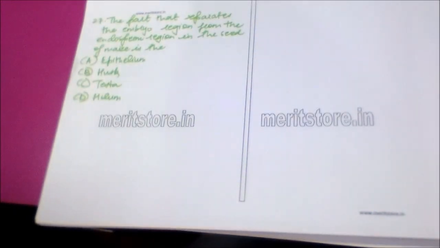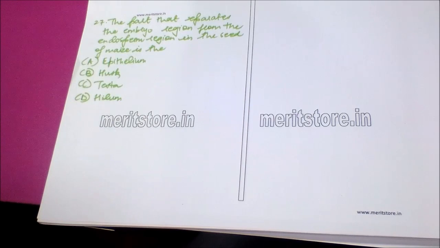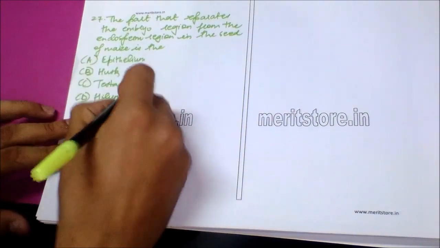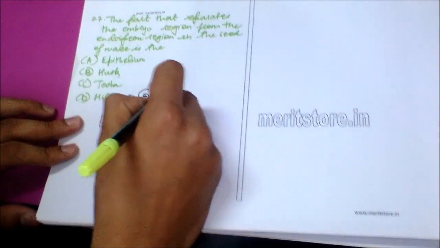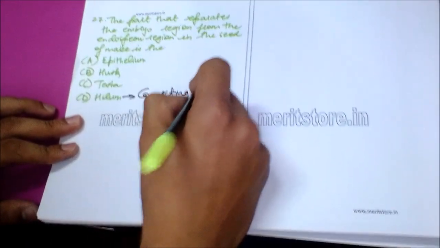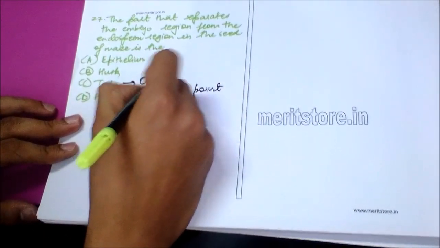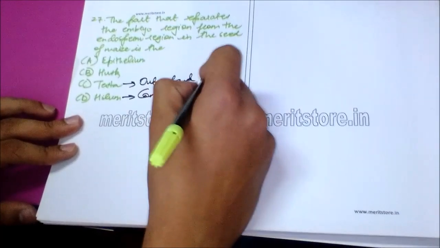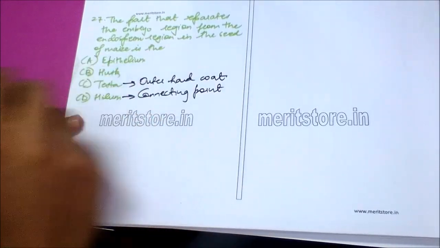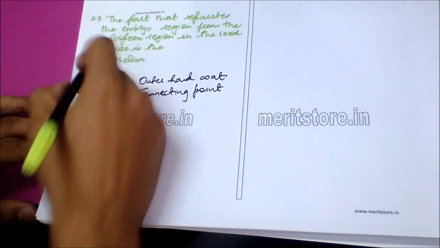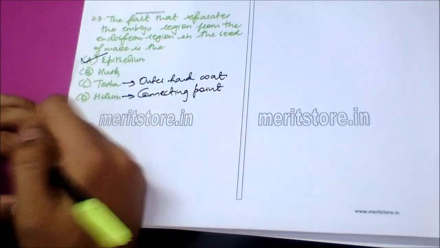The part that separates the embryo region from the endosperm region in the seed of maize is the option A, epithelium, option B, husk, option C, testa, and option D, hilum. The hilum is the connecting point of the seed, where the testa is the outer hard coat. The part that separates the embryo from the endosperm region is the epithelium. So the answer to this question is option A.